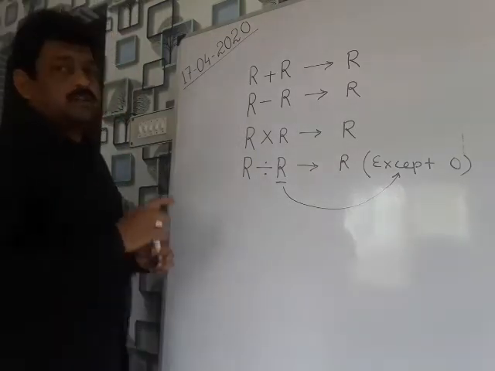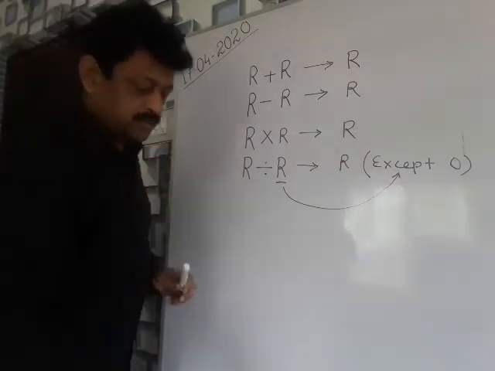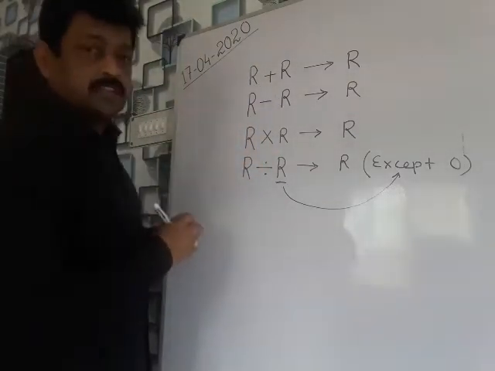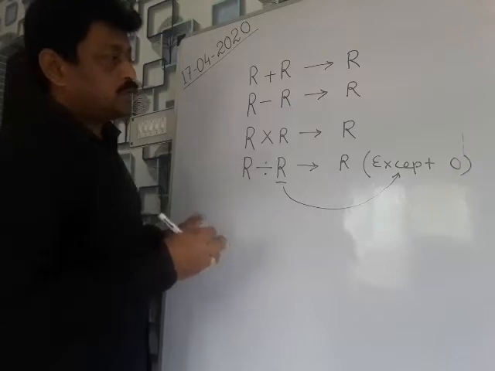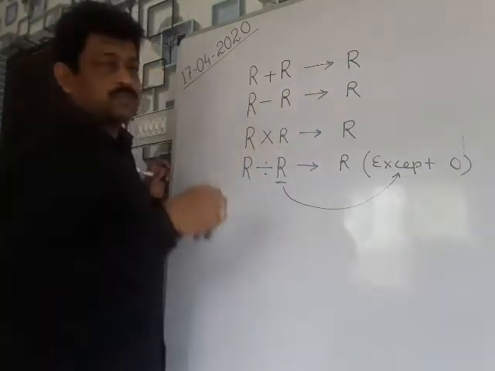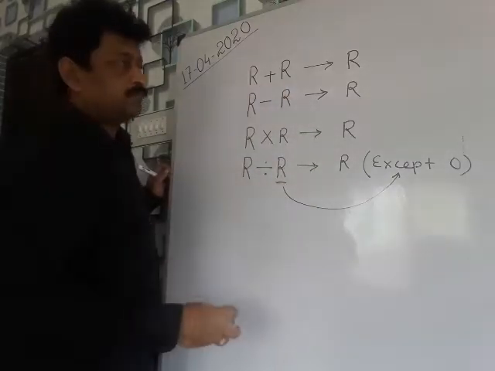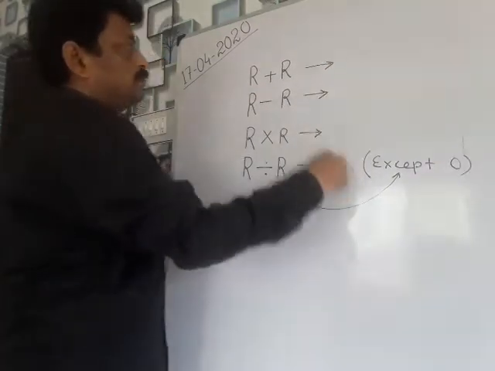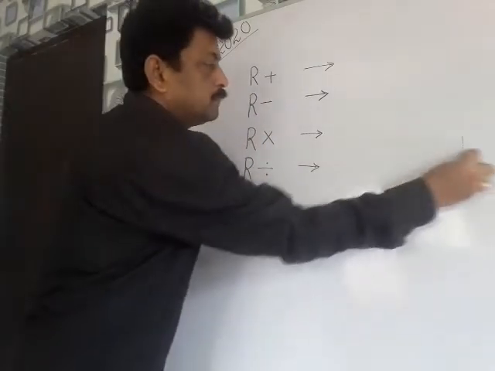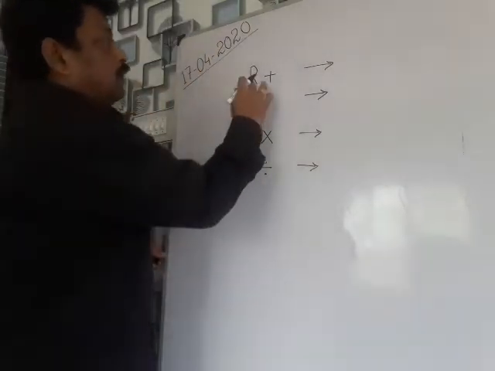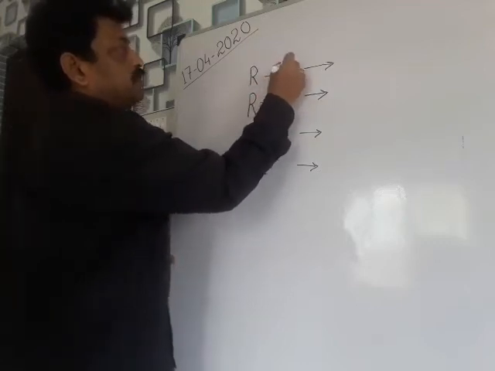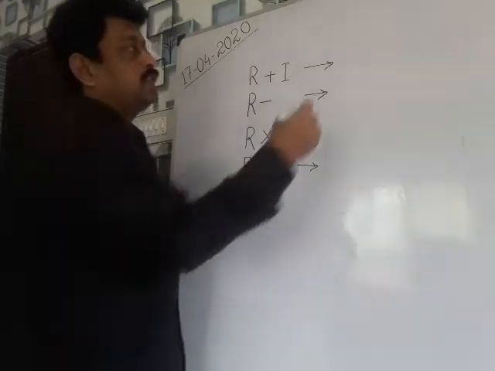Now take one rational and one irrational. I am taking the first one as rational and the second one as irrational. So what are the results obtained here? Just go through it. If rational is added to irrational, the result is always irrational.